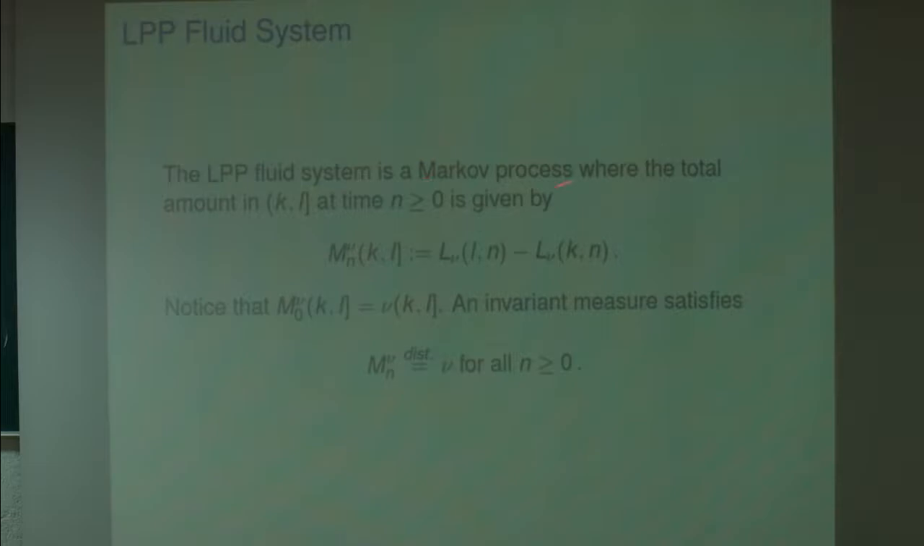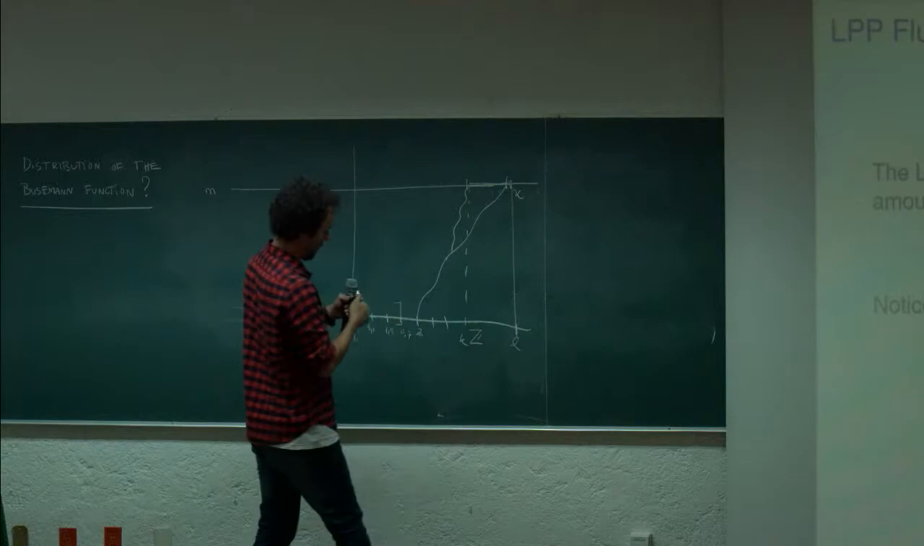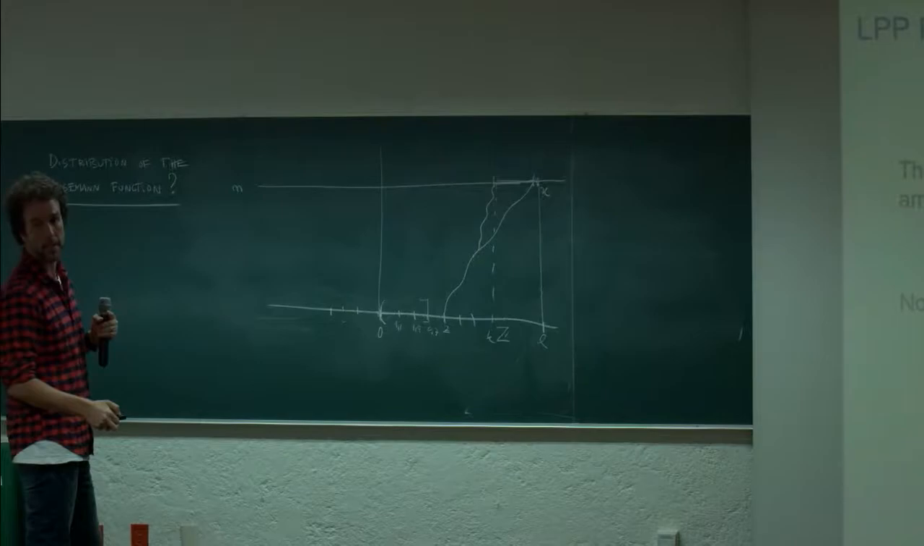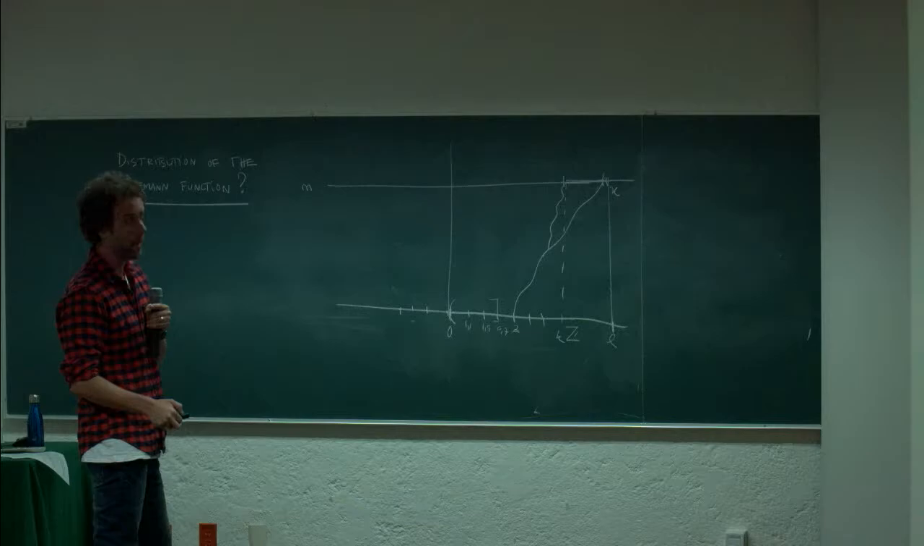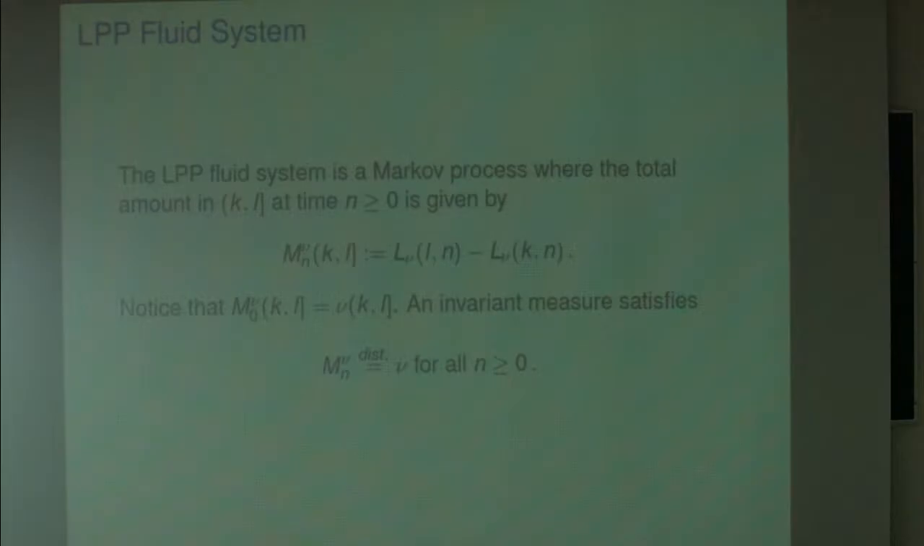The process itself is defined as the difference between the last passage with boundary weights nu from L to N and the last passage from nu to KN. So you take the difference, for instance, if this is point L here and this is point K. So you have another one here. And so the total amount at time N will be the difference between the last passage from LN and the last passage from KN. Okay? So N is time for me. So this defines an evolution in the space of mass in Z. And that's what we call the LPP fluid system.